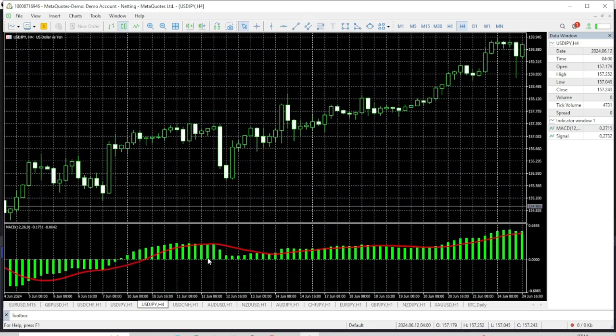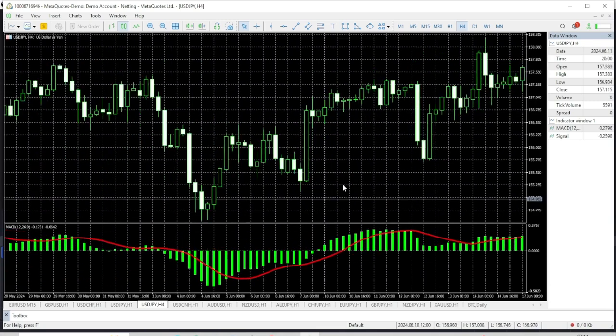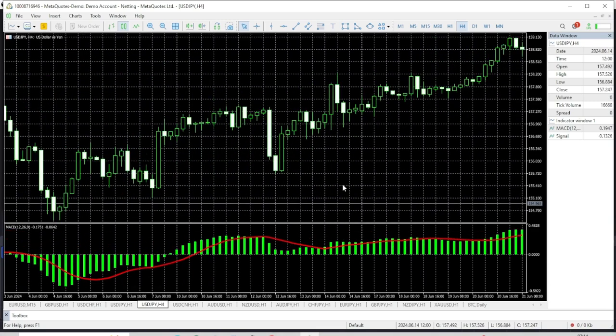The reverse is the case. If both the MACD histogram and the MACD signal line are above the 0.00 level, we consider the market to be in uptrend. But that does not mean you should buy. We are going to be telling you in no time when exactly to buy and when to exit.